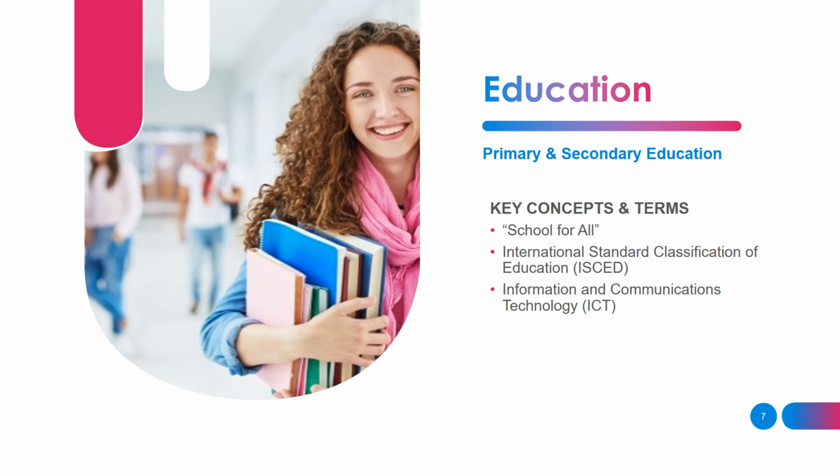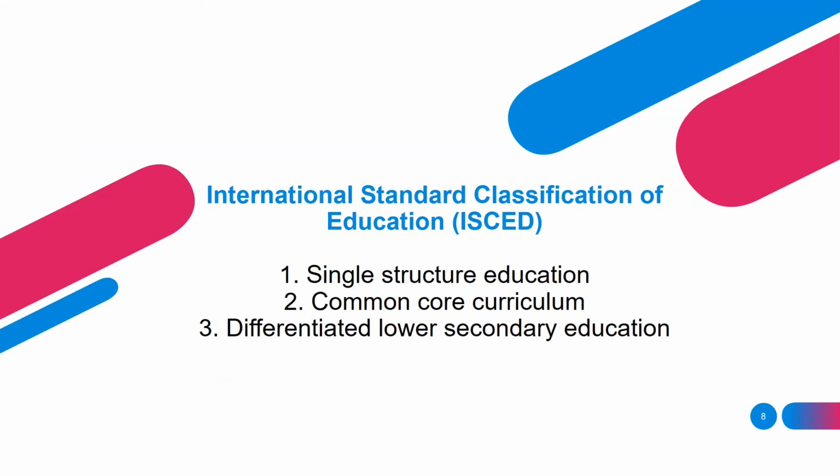First, the International Standard Classification of Education, also known as ISCED, and the term Information and Communication Technology, or ICT. In 2011, the International Standard Classification of Education was introduced, which made it possible for Europe to collect statistical data on education. Within the ISCED, there are three models of organization. First, the single structure model of education. In this model, education is provided from the beginning to the end of compulsory schooling, and there's no transition between primary and lower secondary education.